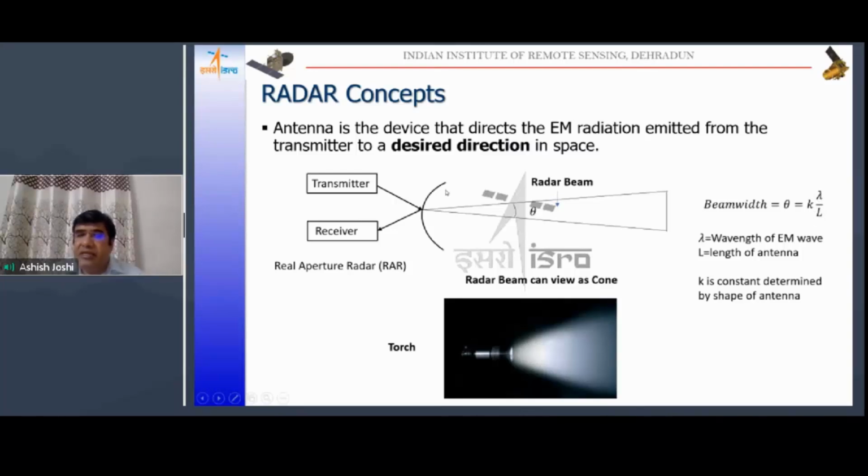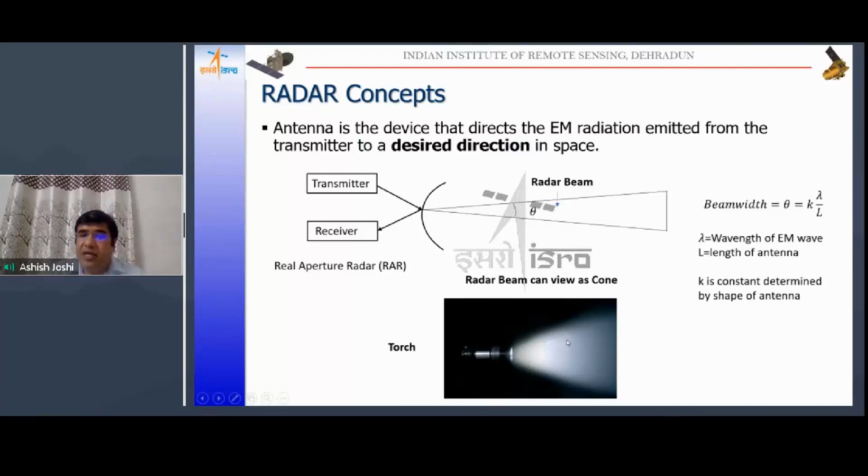This antenna can be a parabolic antenna or a phased array antenna. If it is a parabolic antenna, then L can be replaced by the radius. If it is a phased array antenna, then the antenna is of rectangular form. So this is called the radar.